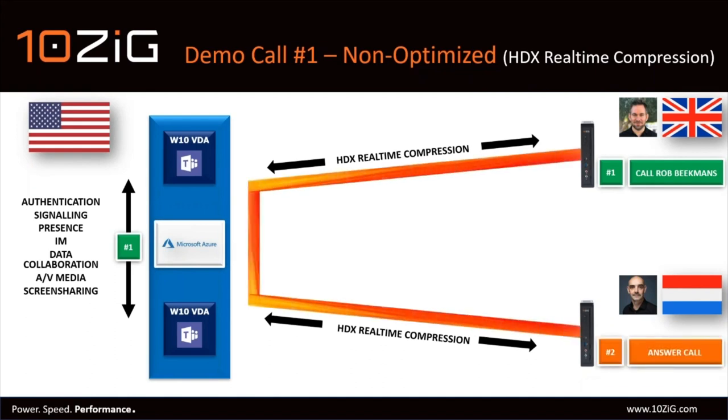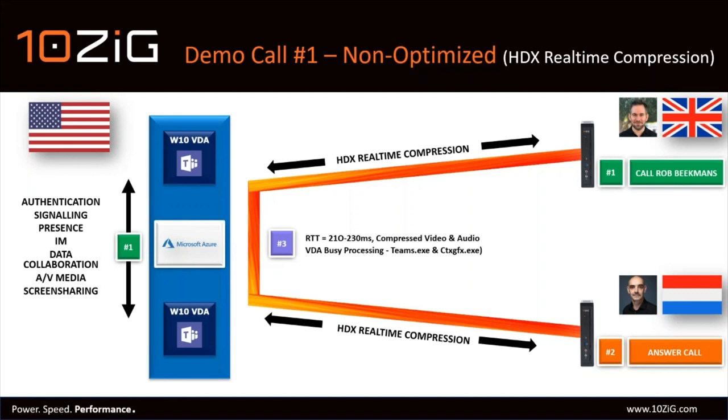And at the point Rob answers the call, the voice and audio traffic will route, as we can see, via my endpoint towards the VDA using HDX real-time compression. The media will then traverse between the Teams clients running in Azure before routing back to Rob's endpoint, again, using HDX real-time compression. So this, as you're probably aware, is known as the hairpin or the trombone effect. And this importantly results in latency of around 210 to 230 milliseconds, which will have an impact on voice and audio delay. And again, we saw that yesterday.